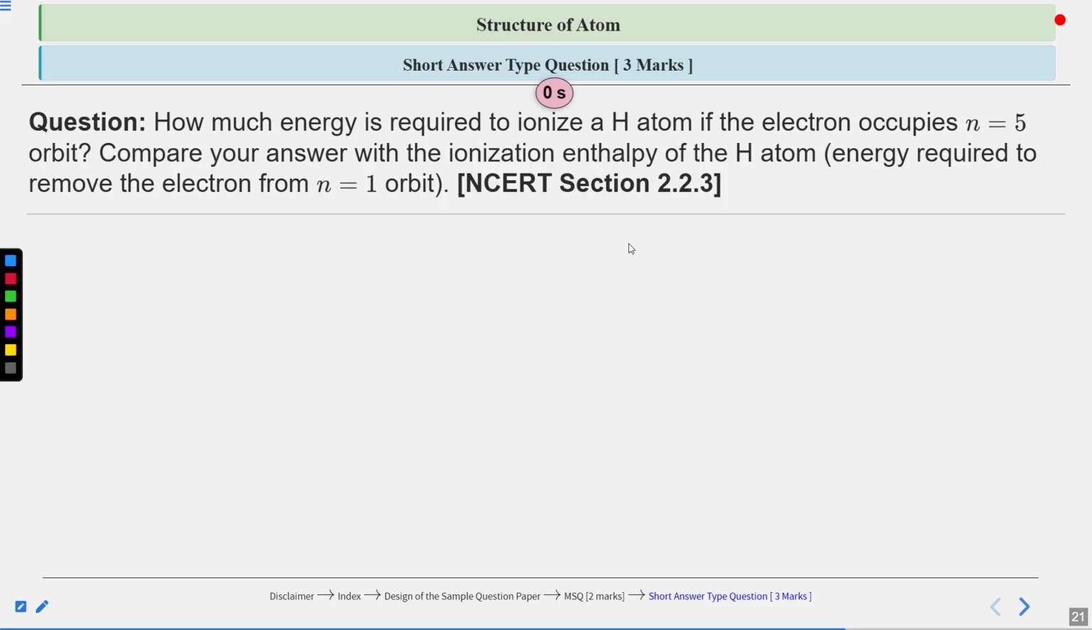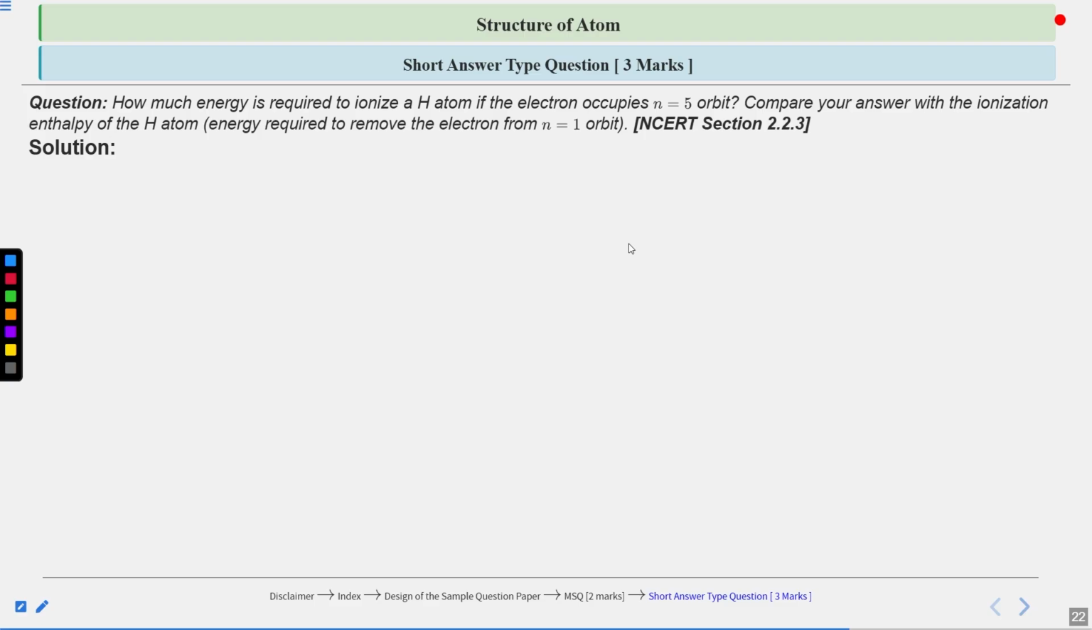Your time is up. Let us see how we can solve it. The question is saying that you have to ionize a hydrogen atom, and your electron is already present in the excited state, which is n equals 5. So to ionize something is to remove the electron. That is, you have to put your electron where n is infinite. Just putting it out of the atom means you are putting it at an infinite distance with respect to the nucleus.